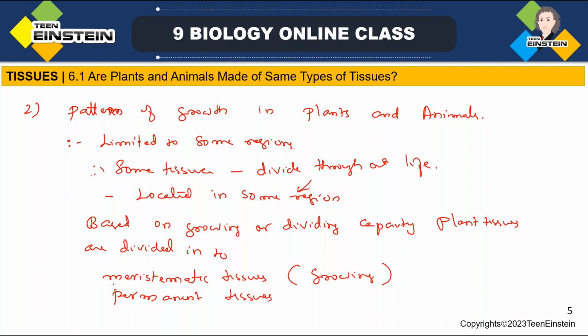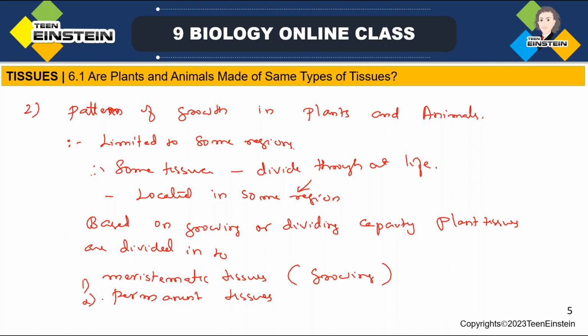Permanent tissues. Based on the capacity of division or growth in plants, the tissues are divided into meristematic tissue and permanent tissue. Meristematic means continuous division; they have the capacity to divide continuously. Permanent tissue means they don't have the capacity to divide or grow throughout their life. That is called permanent tissue.